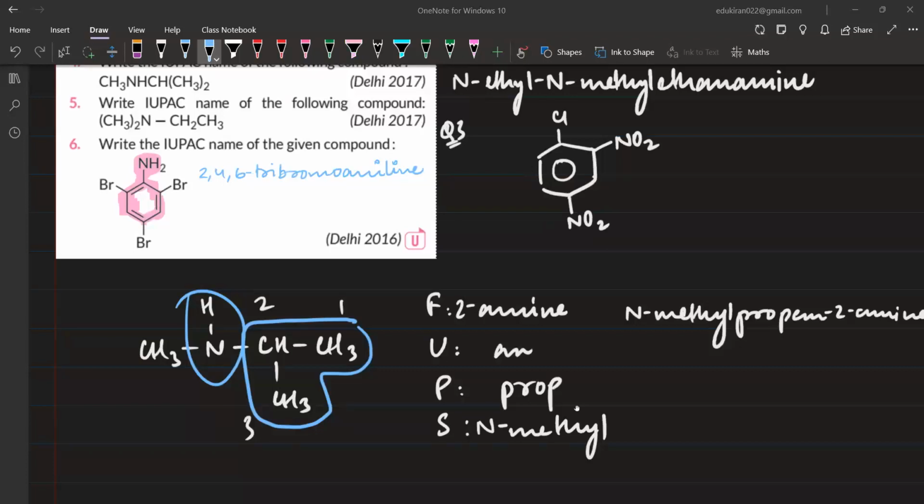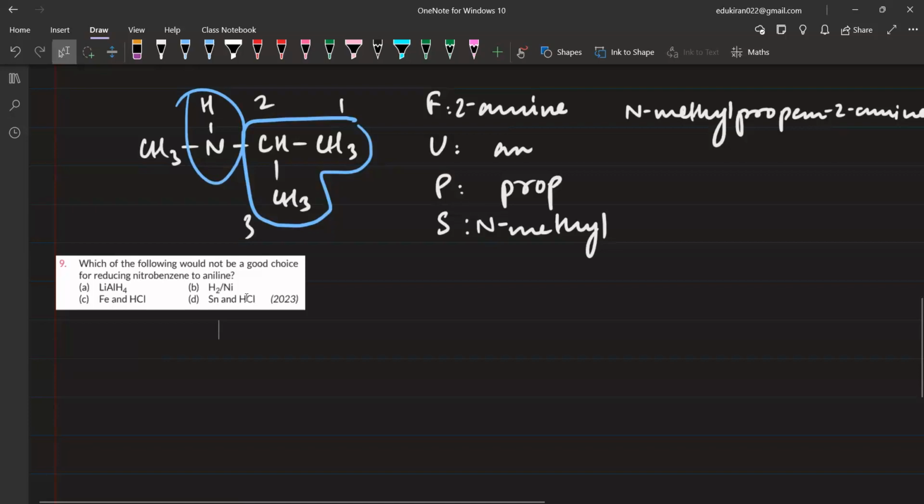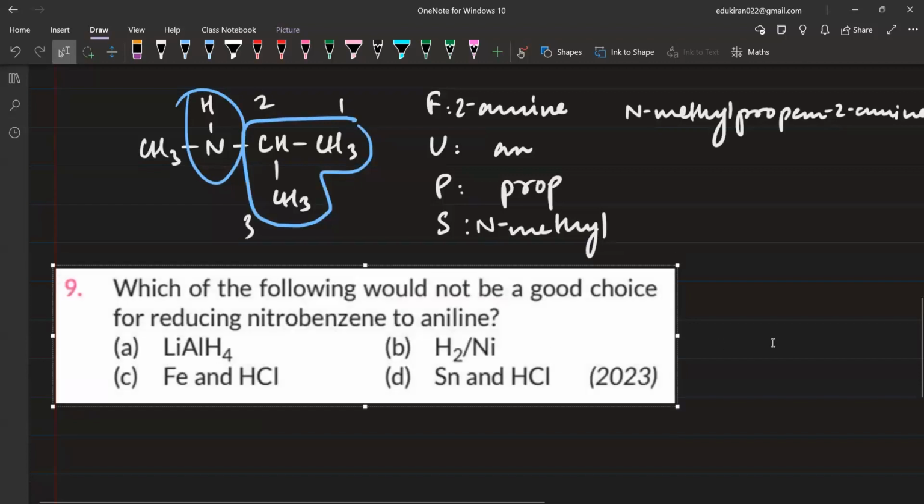Now moving to preparation of amine. There is a question that is quite important, which they have asked a little beyond NCERT. Even though by elimination method you can solve this MCQ, this was asked this year. Which of the following would not be a good choice for reducing nitrobenzene to aniline? So this is the first method of preparation we do.